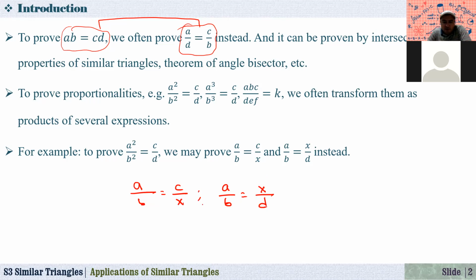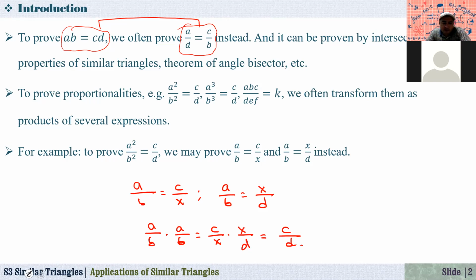As you see here, if you just multiply side by side, a over b times a over b: our first a over b is equal to c over x, and our second a over b, actually they are the same thing, is equal to x over d. Now if you simplify this, we will get c over d. And also in this way, we can prove that a squared over b squared is equal to c over d.